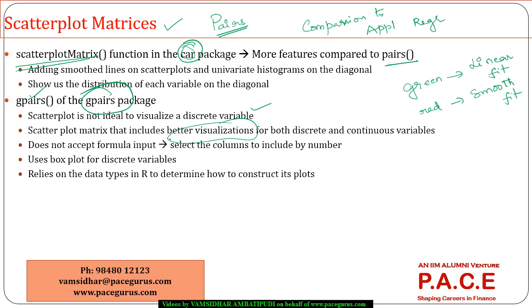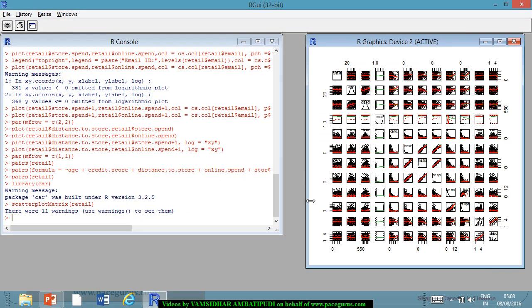So here the only limitation is it does not accept the formula. If you see earlier, we have given a formula saying formula equal to, with a tilde sign, and we have given the list of variables separated by plus. But here I have to give the column numbers only. I can't give the formula as an input. So let me see how we can typically go ahead with that.